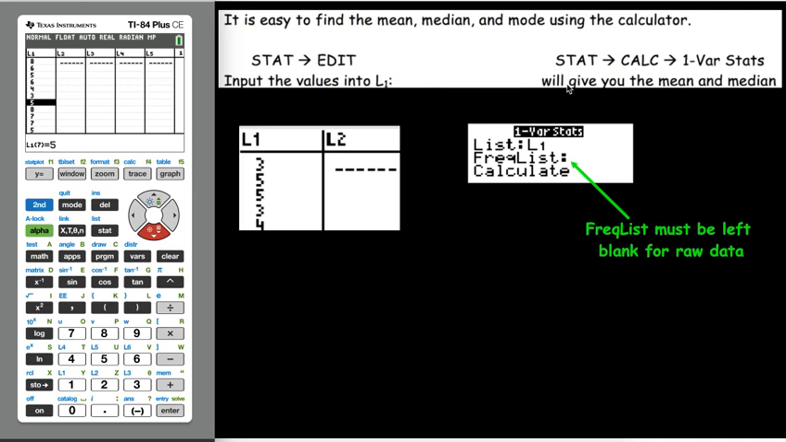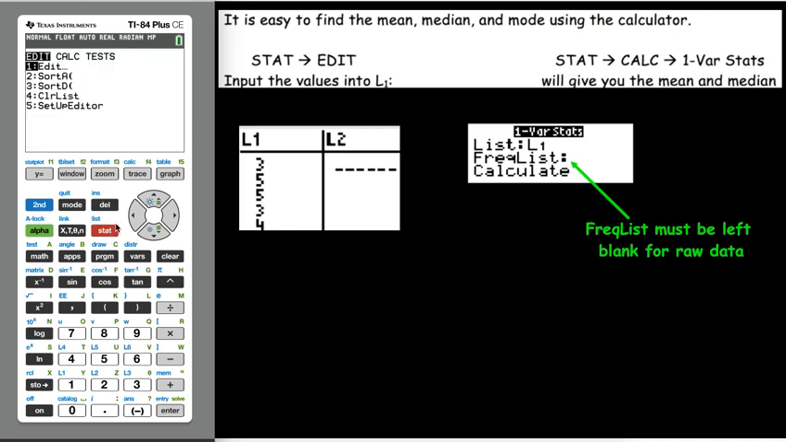And then once you've got all your data values entered, we can go into the stat menu. We want to go over to calculate, and the one we want is the very first one. It's one variable statistics, and this is a big statistical summary. We just put whatever list we put our data in. So we put it in L1. We'll just leave that frequency list blank for now until we get to grouped data.